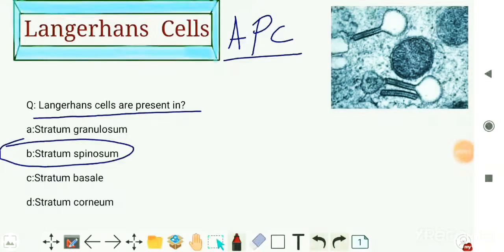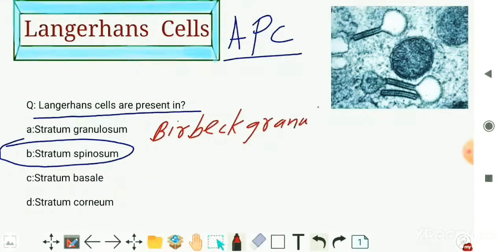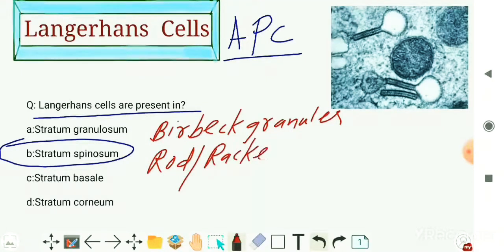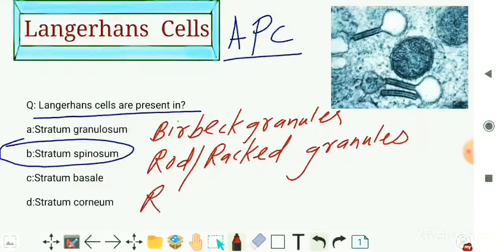These Langerhans cells contain Birbeck granules. These granules are rod and racket shaped. And these granules help in receptor mediated endocytosis. As you can see here in this slide, these are Birbeck granules.